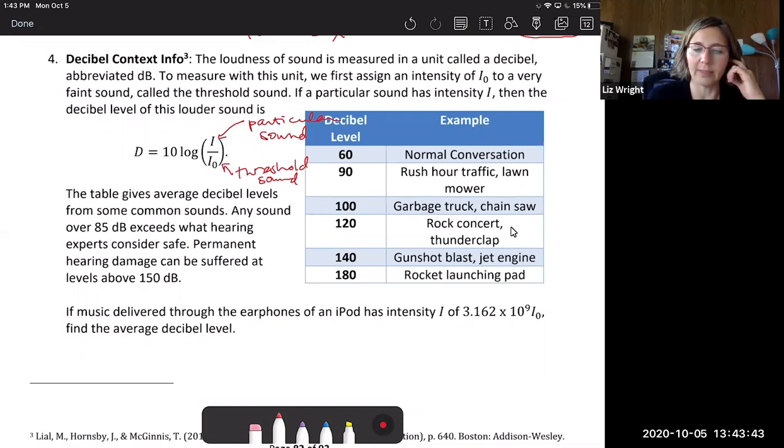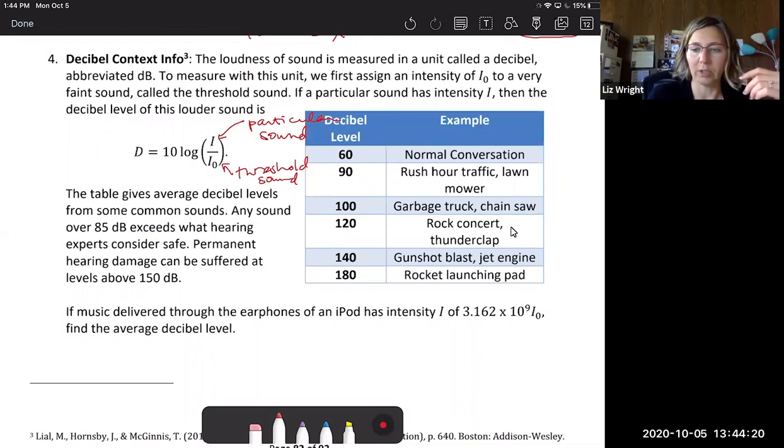The table on the right gives the average decibel levels from some common sounds. Any sound over 85 decibels exceeds what hearing experts consider safe, and that means an extended time at 85 decibels. Like if you're going to a concert and you're going to be in that loud environment for a while, you could potentially experience some long-term hearing loss. That's just one of the risks. Or if you're constantly mowing the lawn, like that's your summer job, then maybe put some noise cancellation headphones on so that you don't hurt your hearing.